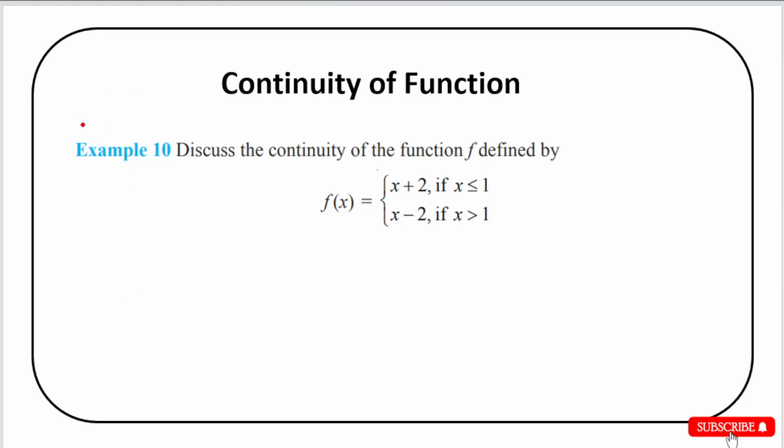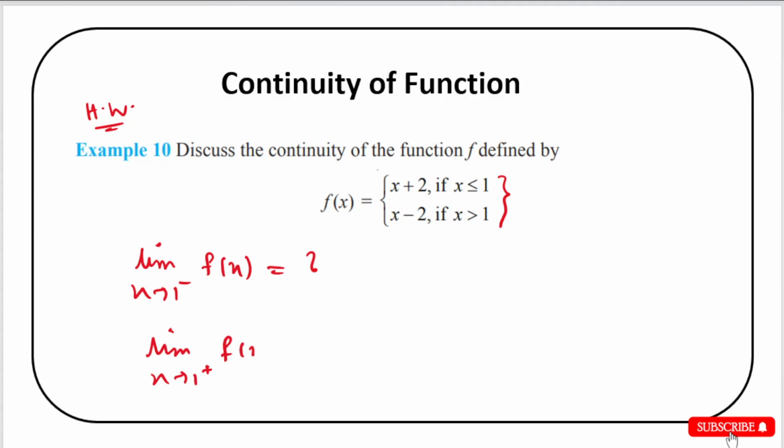Okay, now I want to give you homework, and you will see here that this function will be discontinuous. Let me give you a hint how to do this. Here you see that the breaking point is 1, and you have two ranges, x less than or equal to 1, x greater than or equal to 1. So you have to find limit x tends to 1 minus f(x), this is the left hand limit, and limit x tends to 1 plus f(x), the right hand limit.